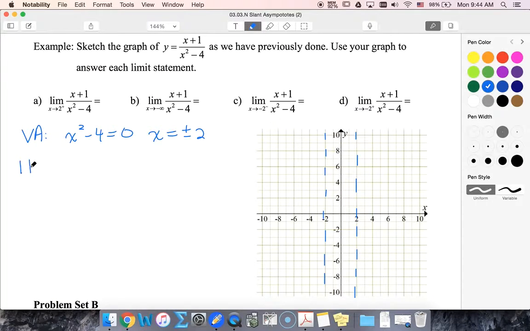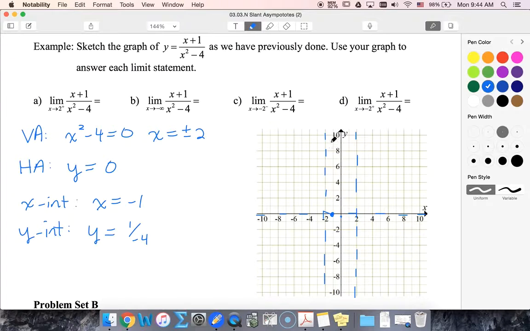I'm going to have a horizontal asymptote where, since the degree of the numerator is less than the degree of the denominator, y equals 0 will be my horizontal asymptote. Okay, now let's look at intercepts. My x-intercept is when y is 0. That's going to be when the numerator is 0, so x equals -1. My y-intercept is when x is 0, so plug that in and I get 1 over -4, or -1/4.